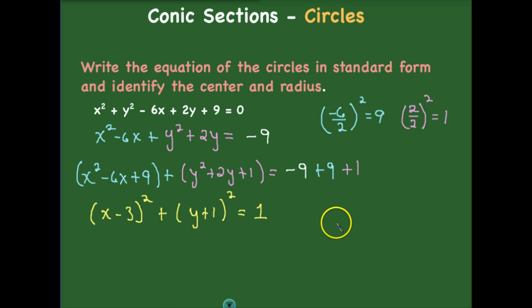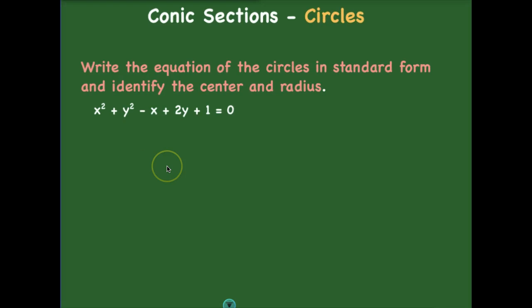All right, let's identify our radius. Well, our radius is going to be the square root of the right side, which is just 1 still. Our center, our HK, is going to be the opposite of what's in here. So we would have a +3 and a -1. Let's try one more example before we end. Pause the video and see if you can do this one by yourself.